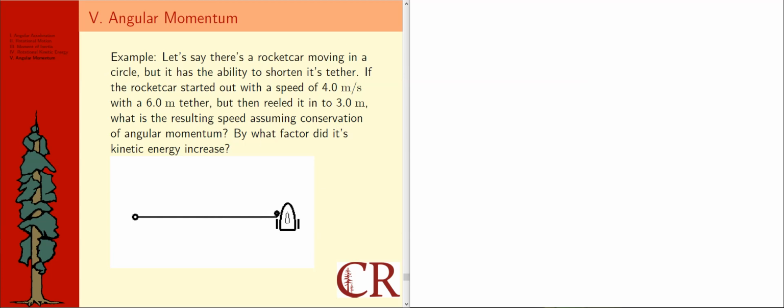If the rocket car started out with a speed of 4 meters per second with a 6-meter long tether, but then reeled it into 3 meters, what is the resulting speed assuming conservation of angular momentum? By what factor did its kinetic energy increase?